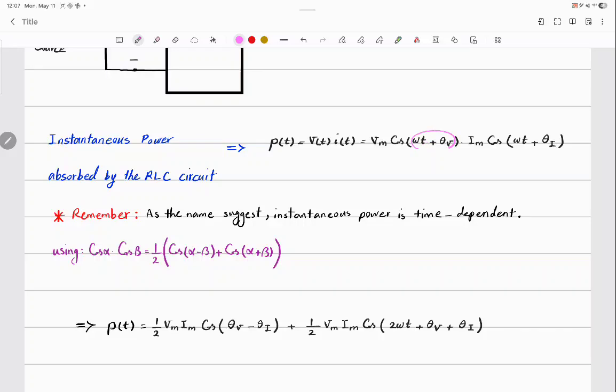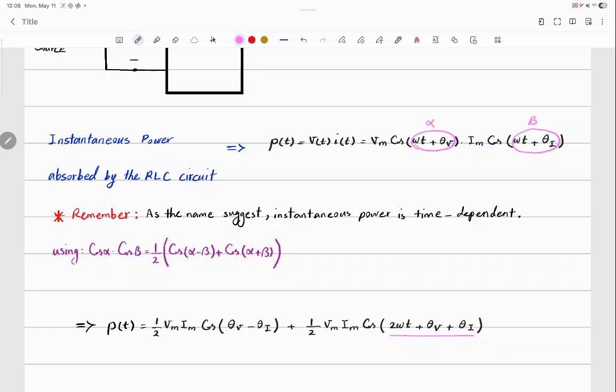I'm going to call this thing alpha and this thing beta. So do you agree that if I write this, it's going to be 1/2. I don't care about the coefficients. I can just bring them later. But what is important is that the first term is going to be cosine of alpha plus beta, and the second term is going to be cosine of alpha minus beta, right? So what is alpha plus beta? It's 2 omega t plus theta v plus theta i, right? Here.